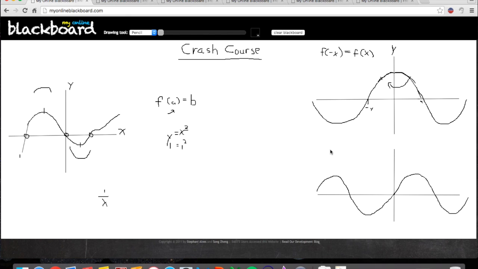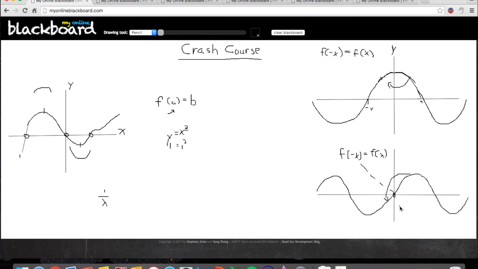Now, for odd functions, if I plug in f of negative x, I'm going to get negative f of x. What this means is that it's reflected over the origin, or just over the 0, 0 point. The origin is literally just the center point over here. Now, you can imagine that if I draw this line over here, it's reflected across this line.